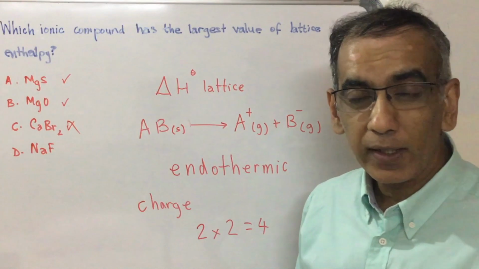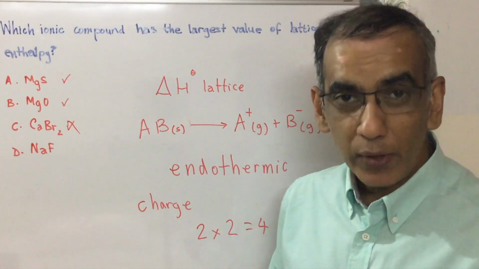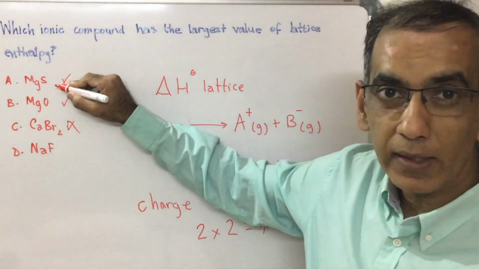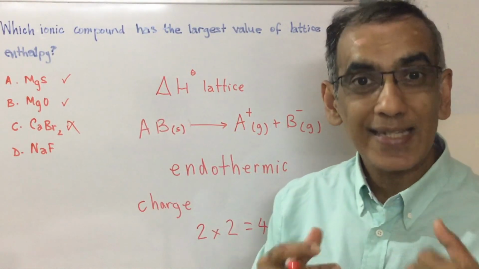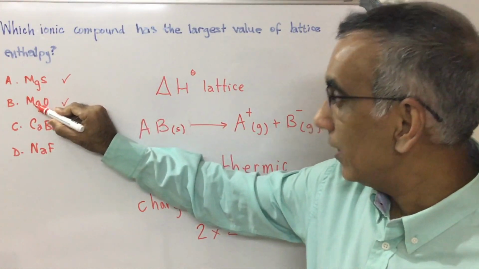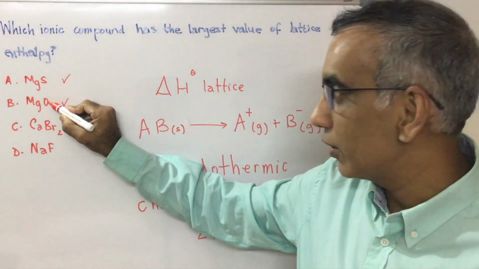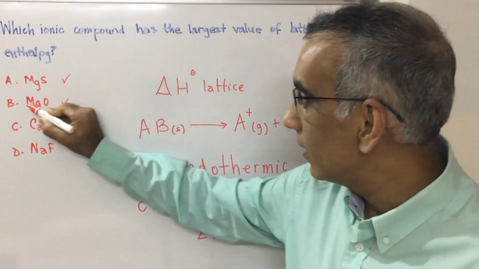So first we look at the product of the charges, and then if we need to break a tie like we need to do here between A and B, then we look at the size of the ions. So because of its small distance between magnesium and oxygen, and of course the 2 positive charge and the 2 negative charge, the answer for this question is B.